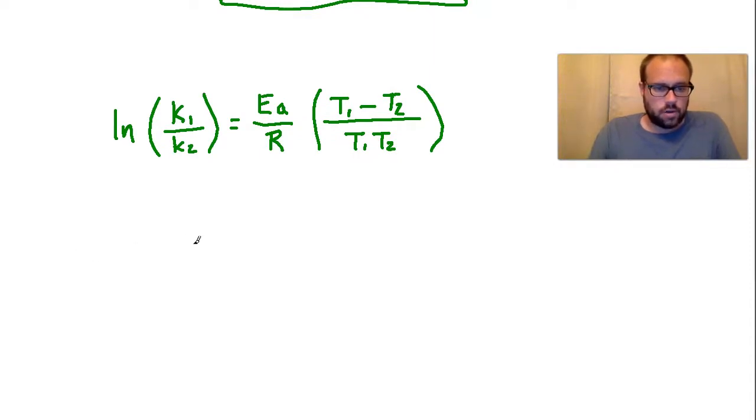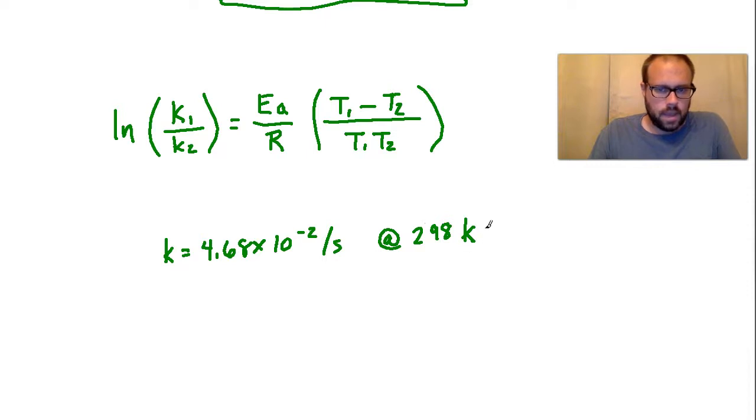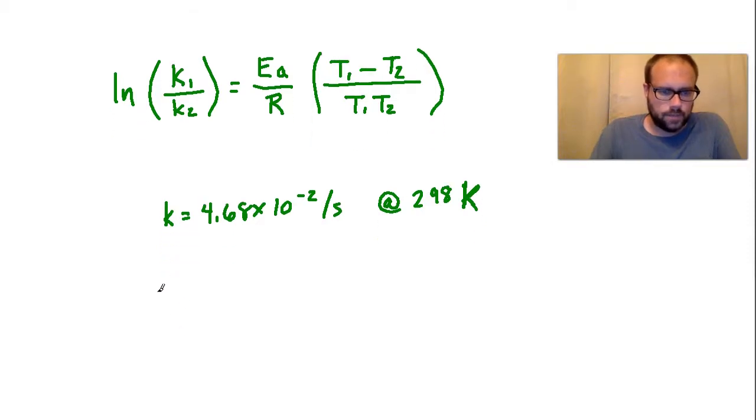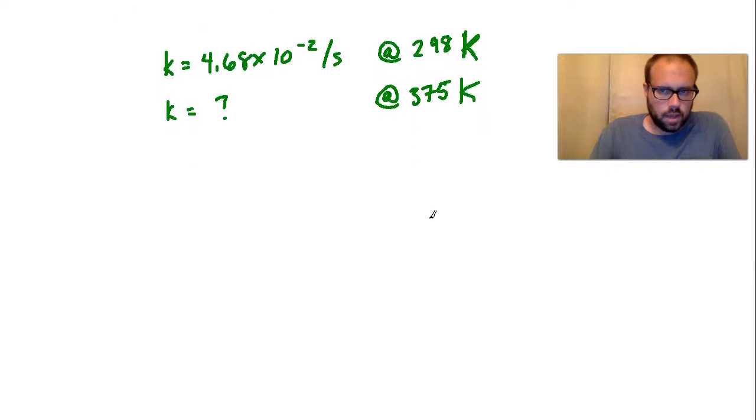All right? So let's consider a reaction where we have a rate constant equal to 4.68 times 10 to the minus 2 per second. All right, and this will be the rate constant at 25 degrees Celsius, so 298 Kelvin. And we've got to keep our K's straight here. This is big K for Kelvin, that's small k for a rate constant. Okay, so then the question can be, what will be the rate constant for this reaction if I increase the temperature and bring it to 375 Kelvin?